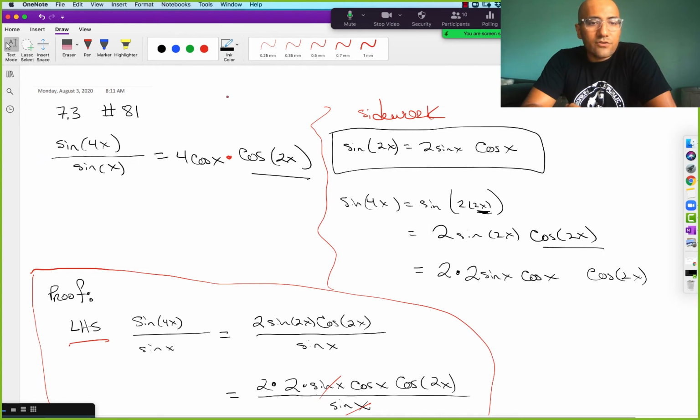You cannot just multiply both sides of this by something like sine x. You can't square both sides. You can't take the root of both sides. You can't subtract something from both sides. There's no both sides when we're dealing with an identity, right? That's not how you prove an identity.